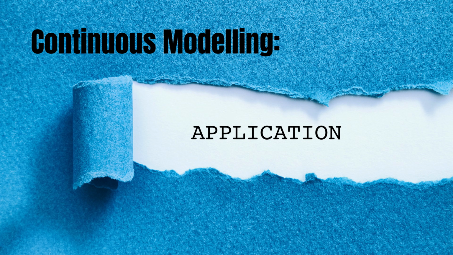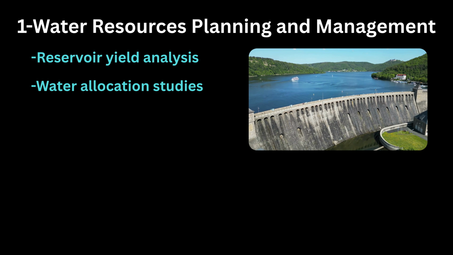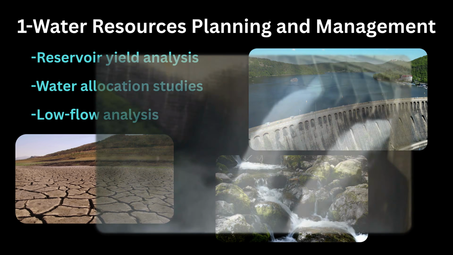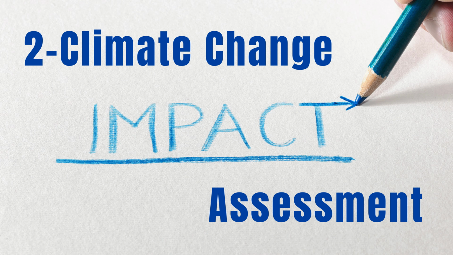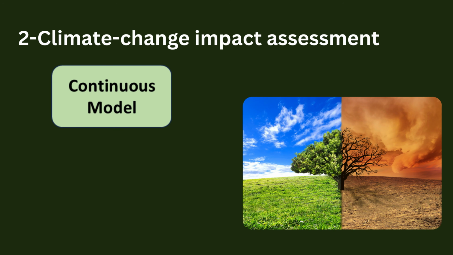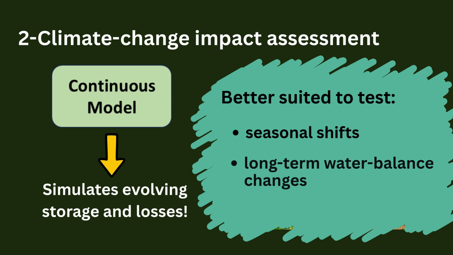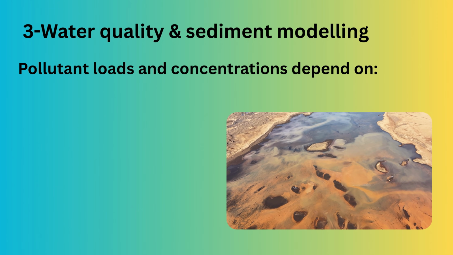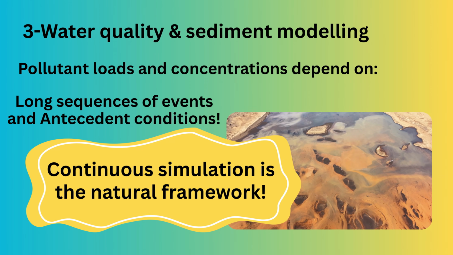Continuous modeling is best suited for the following applications. First, water resources planning and management. Examples include reservoir yield analysis, water allocation studies, low flow analysis, drought assessment, environmental flows, and hydropower operations. Anything that needs the full hydrologic record, not just extremes. Second, climate change impact assessment. Because continuous models simulate evolving storage and losses, they are better suited to test seasonal shifts and long-term water balance changes. Lastly, water quality and sediment modeling. Pollutant loads and concentrations depend on long sequence of events and antecedent conditions, so continuous simulation is the natural framework.